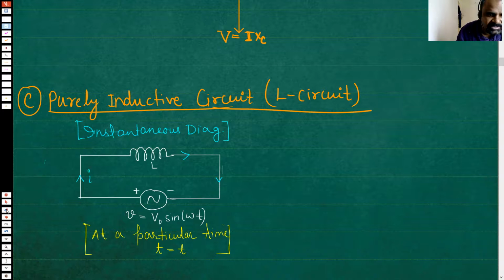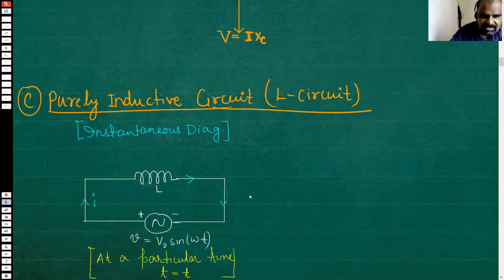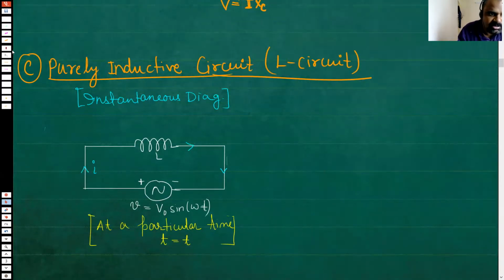Now this is valid only for a particular time t. How to deal with an inductor? How do we deal with an inductor? Well, the moment we see an inductor, we replace it by a battery. The direction of the battery should be taken in the same direction as current. And the value of this battery is minus L di/dt. Okay, so this is one type of diagram.